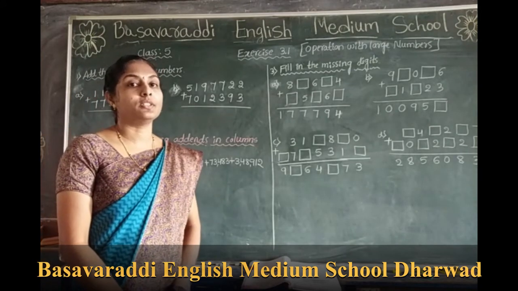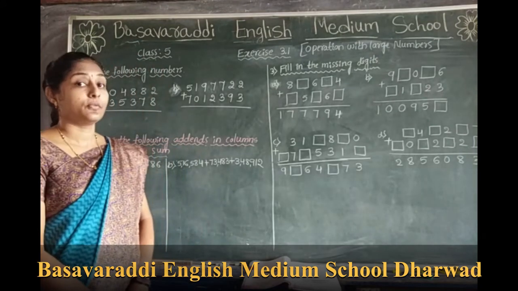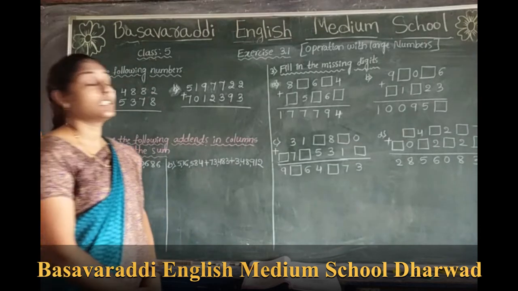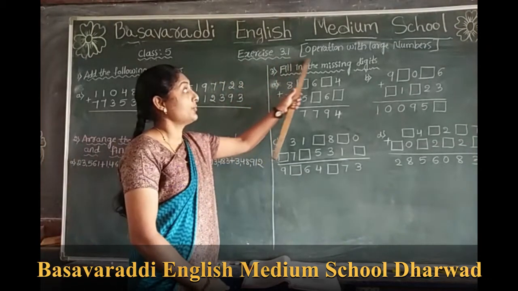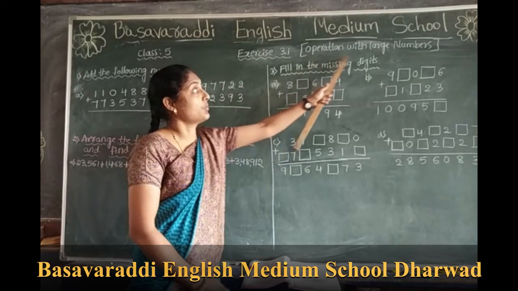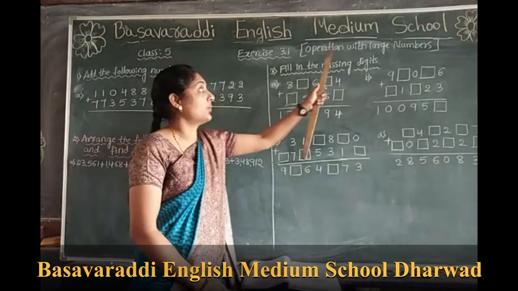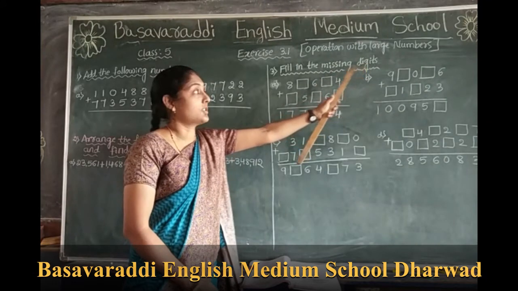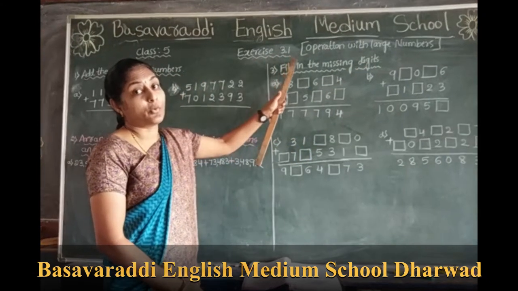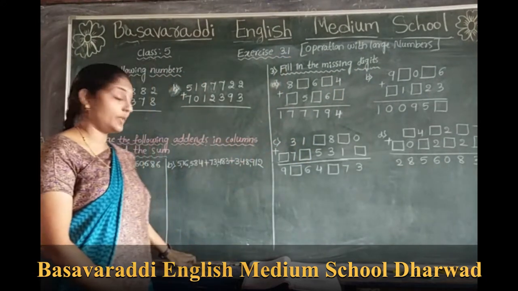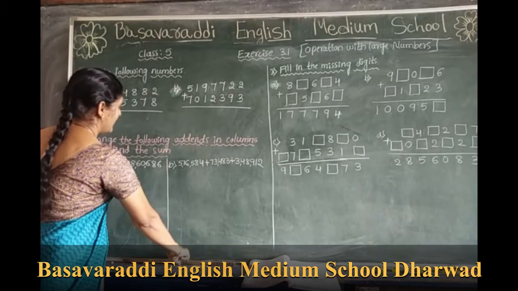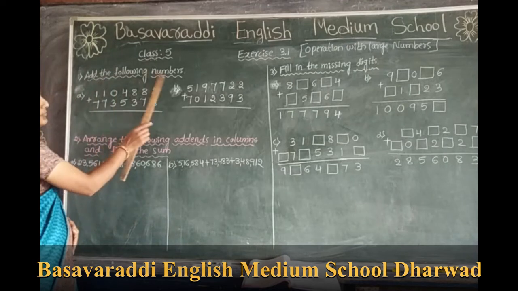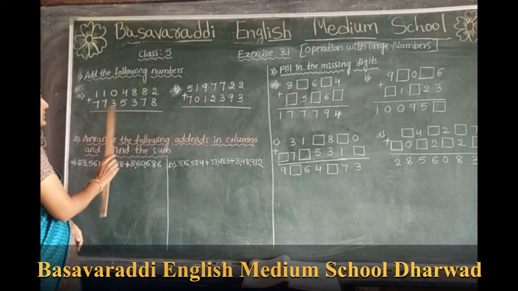Today we are going to learn for class 5, exercise 3.1, from the lesson Operation with Large Numbers. Let us start together. The first question is: add the following numbers.